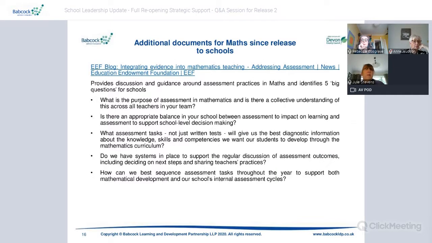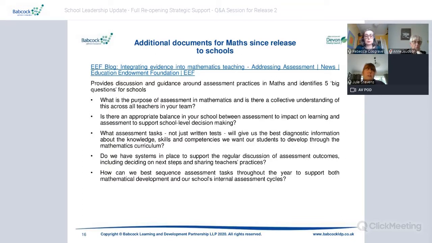The other material that has come out recently is from the EEF, a really interesting and very detailed, extensive blog. I'm not sure it is a blog; my understanding was there's a limit on words in a blog, but this is more like a research paper to me, though I might have got that wrong. It's a very useful blog around gathering evidence for assessment, and it talks about the big 5 questions as part of that, which I've put on this slide. I think this is a really useful tool, particularly for maths leaders, in terms of where are we with assessment?